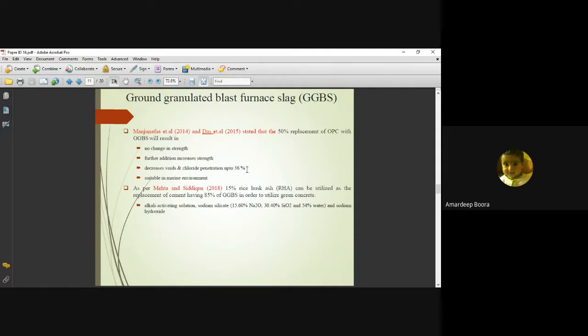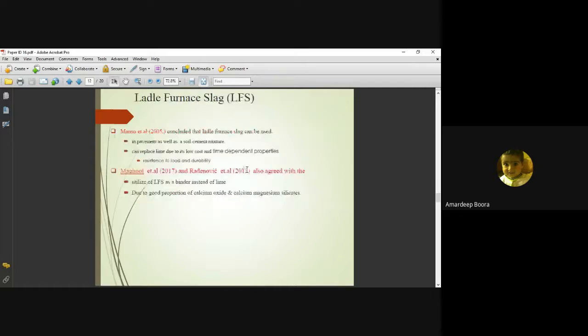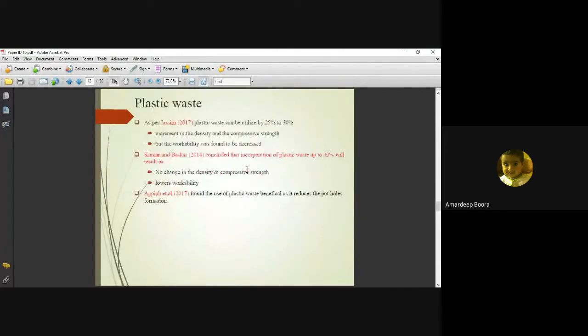But in this case also we have to do further investigation on whether there are some adverse effects, like water contamination. Okay, so ladle furnace slag is also there. A study has been conducted on ladle furnace slag, and it was found that we can utilize it to some extent in the concrete mix.